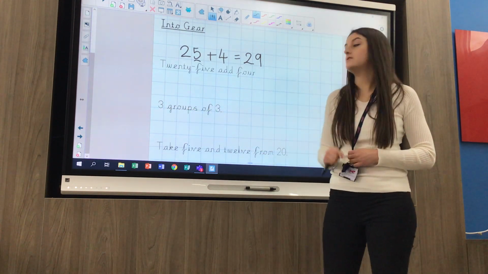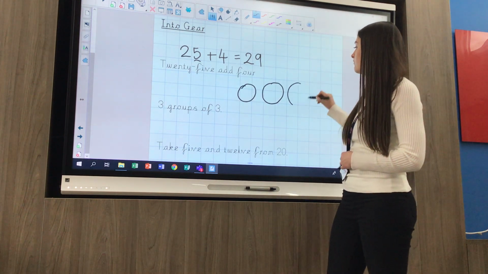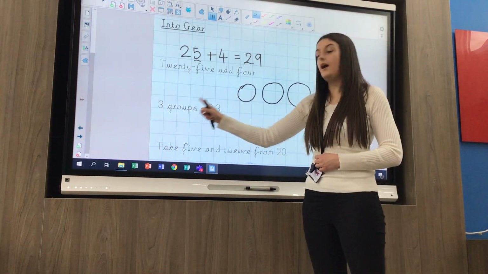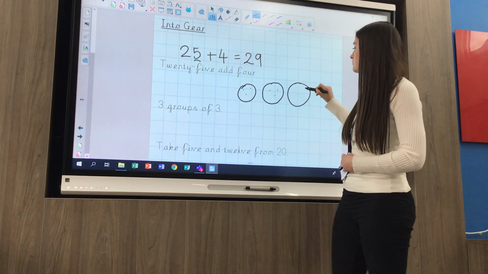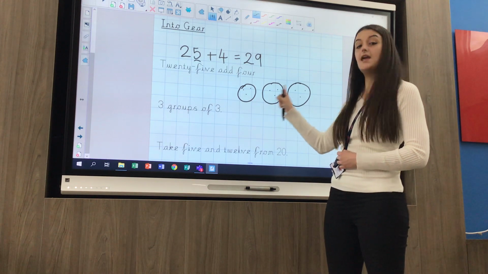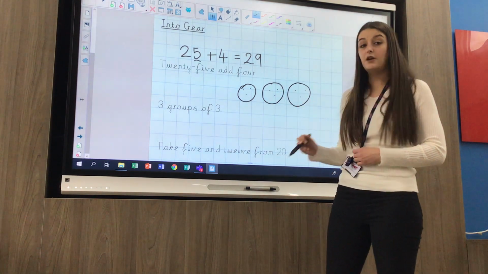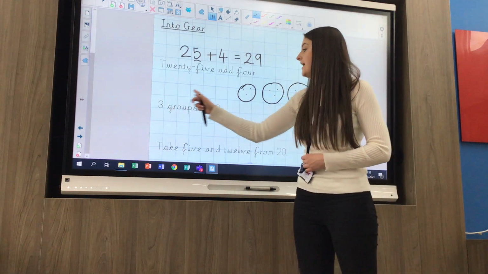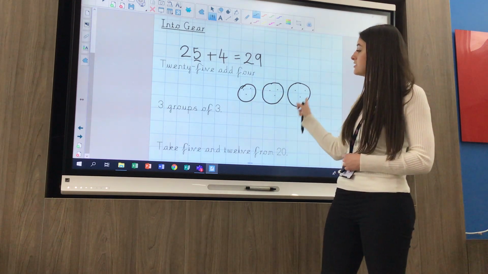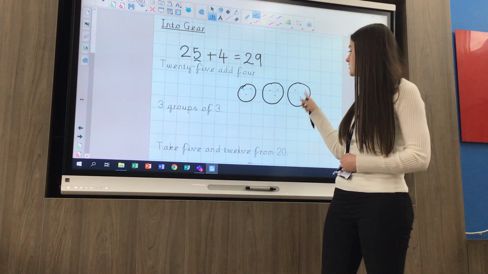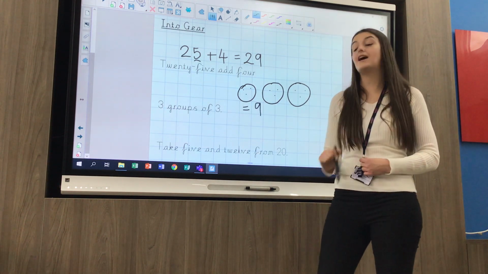Now, if you wanted to draw this in your book, I'd have my 3 groups, 1, 2, 3, and in each group, I'd have 3. So 1, 2, 3, 1, 2, 3, 1, 2, 3. So I've got 3 groups of 3 in each group. So if we know our times tables, we will know that 3 times 3 is 9. So the answer would be 9, but we could check it by doing this, and I've got 9 dots all together. So 3 groups of 3 equals 9.